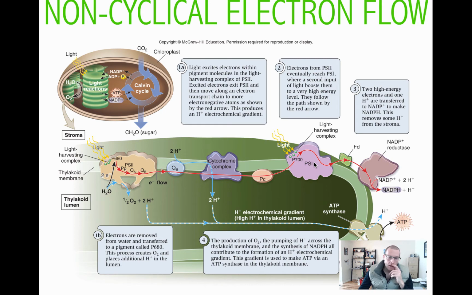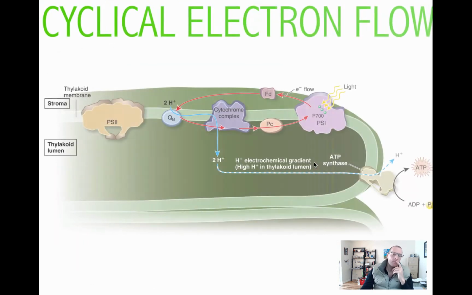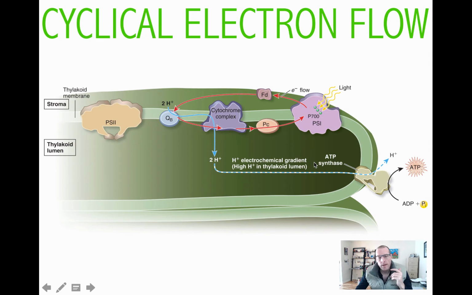And so here's what happens. There's a mechanism whereby the Calvin cycle is able to signal back to the light reactions, or the reactions which are producing ATP and NADPH, to actually stop making NADPH and only make ATP. So how does that happen?